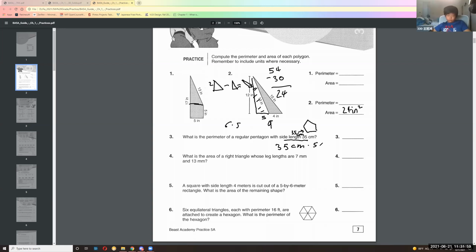Now note that this 5 is unitless, so when we solve for perimeter, it is still going to end up coming to centimeters over here. And so this is just 140 plus 35, or 175. Now this one, we have a right triangle whose lengths are 7 and 13.